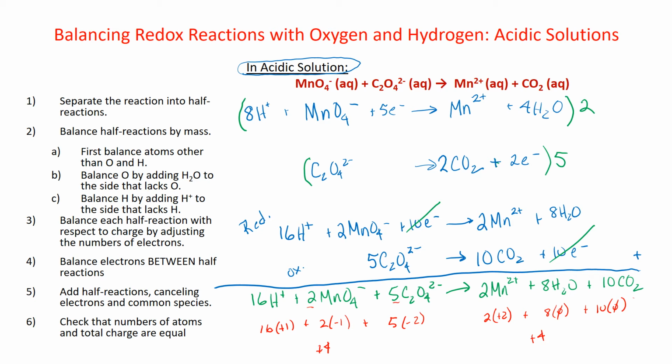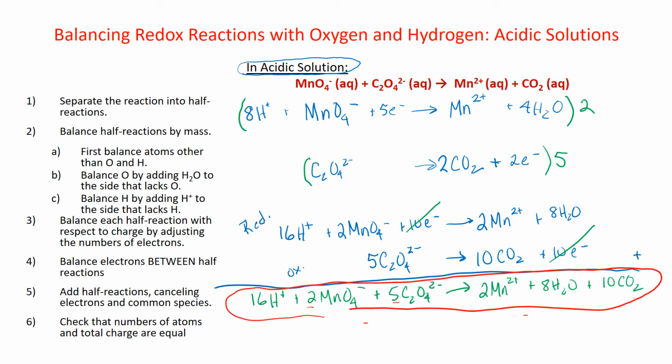Okay, now I know that this final equation that I wrote is both mass balanced and charge balanced, and I am done. This is my correctly balanced redox equation. We had to pull in the water and the hydrogen ions that are present in that acidic solution, but we got it balanced.